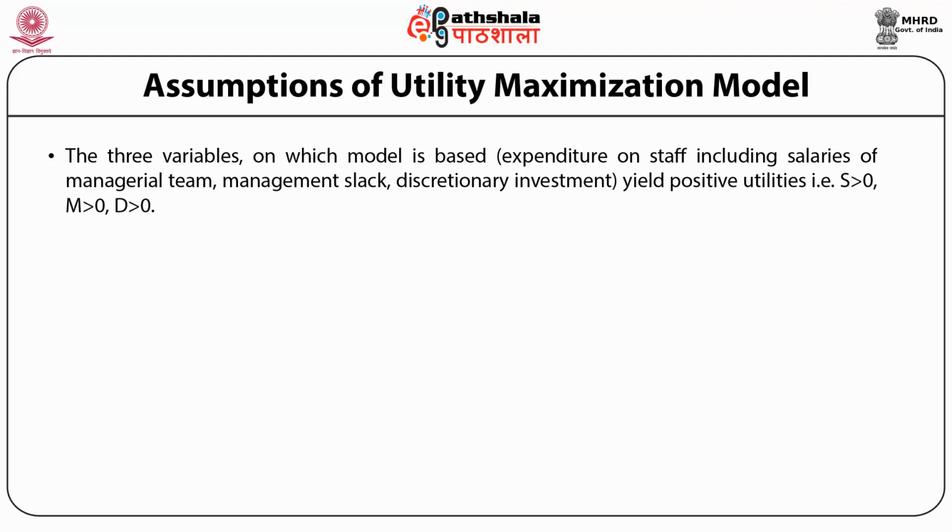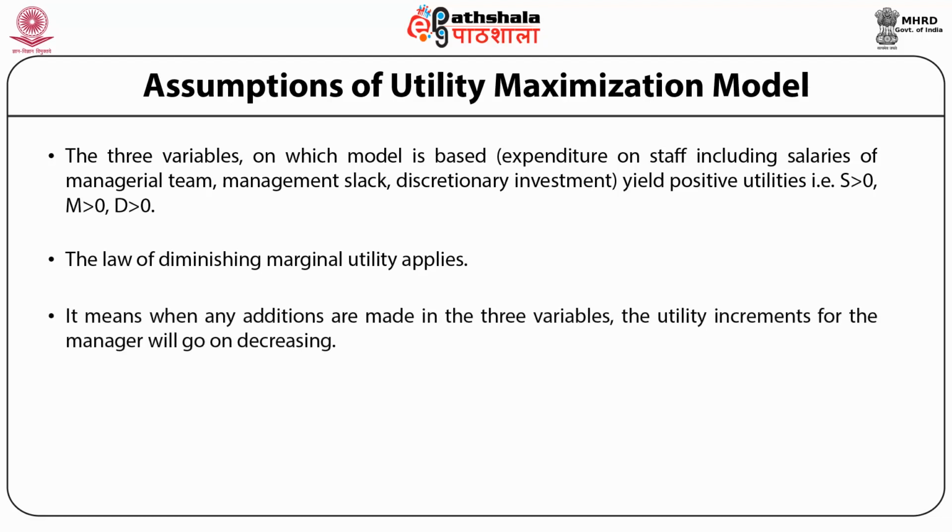The second assumption is that the law of diminishing marginal utility applies. It means when any additions are made in these three variables, the utility increments for the manager will go on decreasing.